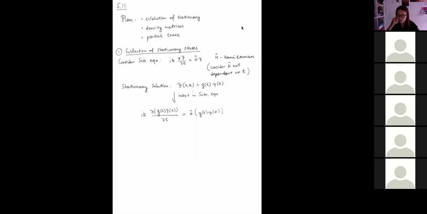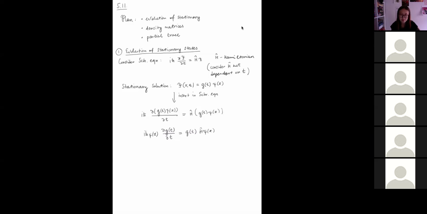Then on the left-hand side, we can just safely take out psi of x because we're only taking the derivative with respect to time. So here we are left with i h bar psi of x dg of t by dt. And here we can take out the function g of t because we assumed in the beginning that the Hamiltonian does not depend on t. Here we're only left with the Hamiltonian acting on psi of x.